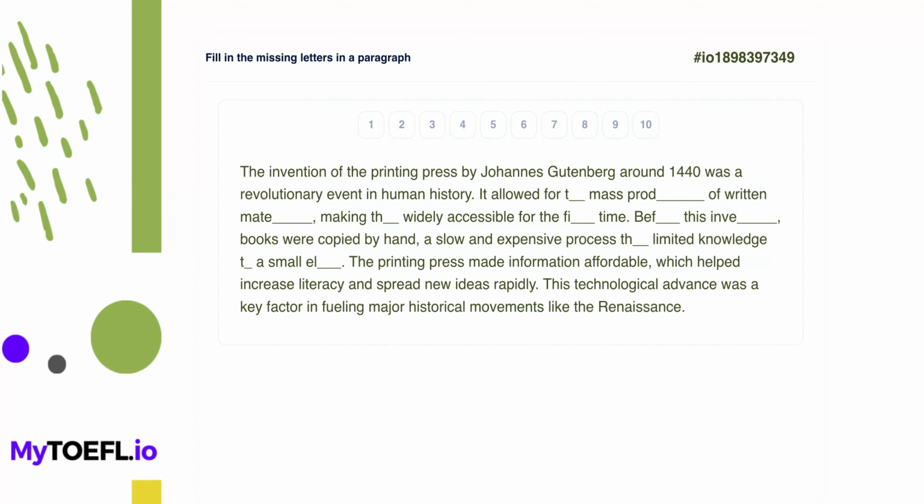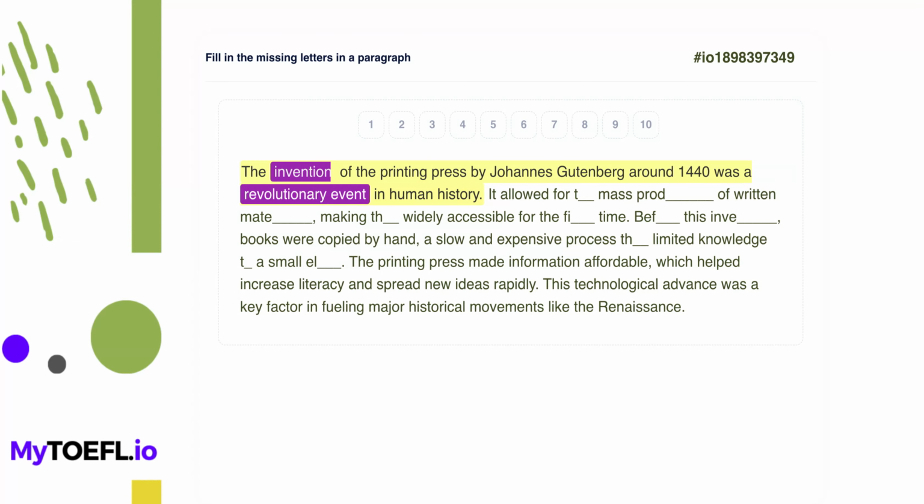Let us first look at the opening sentence. The invention of the printing press by Johannes Gutenberg around 1440 was a revolutionary event in human history. This sentence sets the stage for the entire paragraph. Notice the phrase revolutionary event. This tells us that the invention of the printing press caused a massive change in the world. Understanding that this was a game-changing moment helps us predict the positive outcomes discussed in the rest of the text.